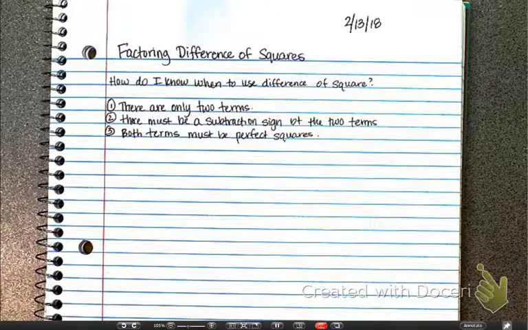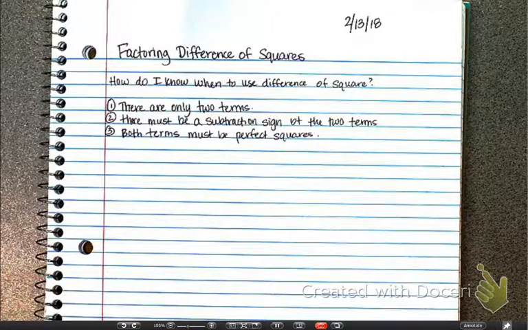Is x squared a perfect square? Yes, because it's x times x. Is 4x squared a perfect square? Yes, because 4 is a perfect square and x squared is a perfect square. Okay, so perfect squares are ones where if you multiply the same thing, you're going to get your answer. So x times x gives me x squared. 3 times 3 gives me 9.